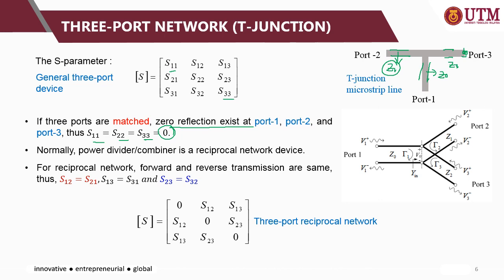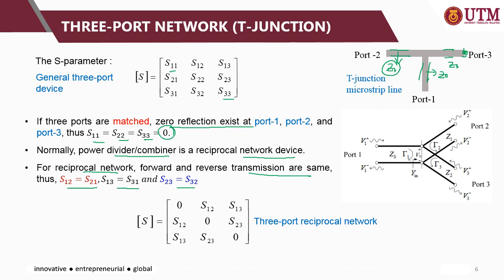Okay, normally a power divider or combiner is a reciprocal network device. If it is reciprocal, the forward and reverse transmission lines are the same. So S11 will be equal to S21, S13 equal to S31, and S23 will be equal to S32.